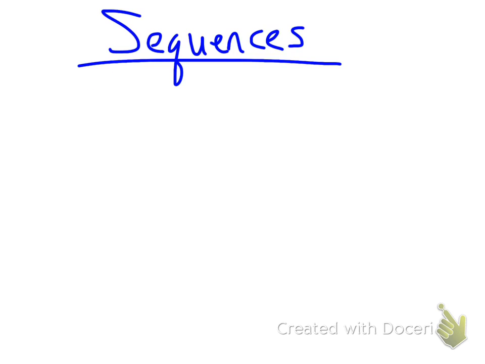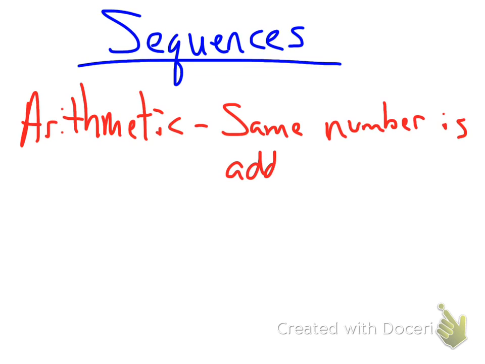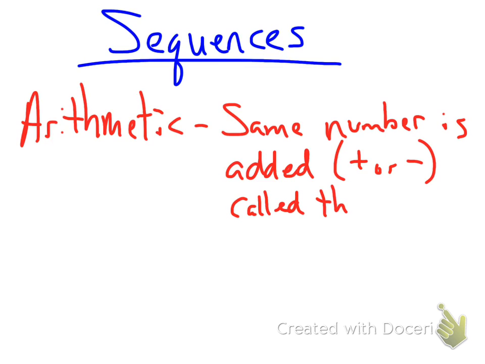The first type of sequence we're going to take a look at is arithmetic. And what an arithmetic sequence means is that we're going to have the same number being added each time, either a positive or negative, and that number is called the common difference. So whether it's a positive or a negative number that is added, we're always going to call it the common difference. I'm going to go a little bit more into that in just a bit.